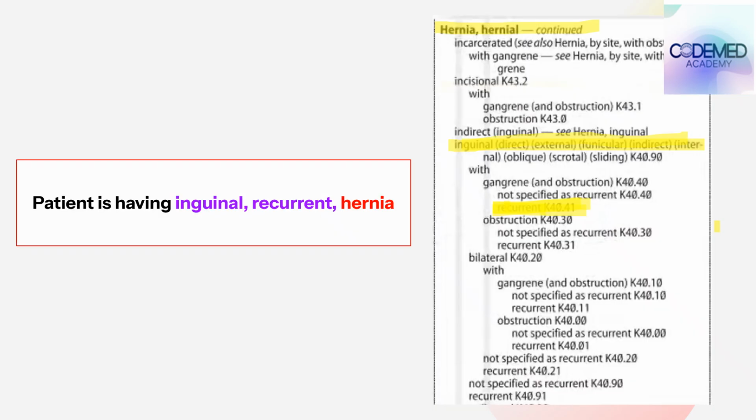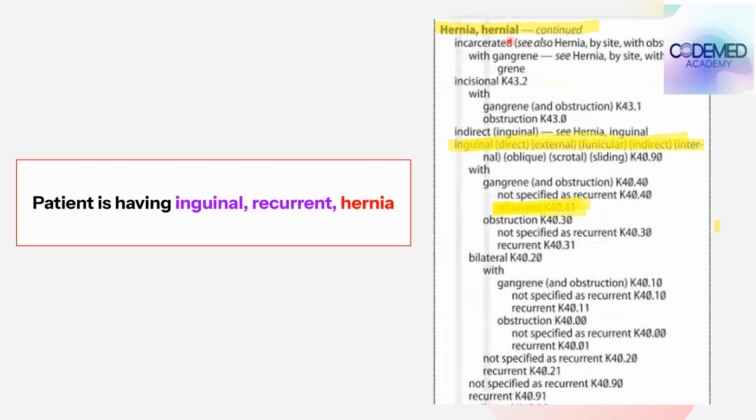Now let us take this example. The patient has inguinal recurrent hernia. What is the main term? Hernia. What are inguinal and recurrent? They are subterms. Now how do we find this? This is the main term. I'll pick that up and come to hernia. Now if you have the original edition, you will see that there is a main term and I can see these two gray lines here. You will see that the first subterm is written here and then the next subterm is written here.